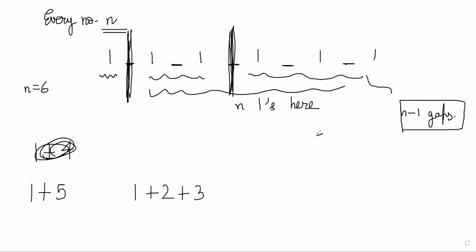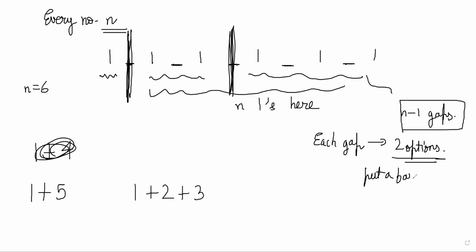So think about it. Each gap, how many options do you get? You have 2 options for each gap. What are the options? You either put a bar, or don't put a bar, right? So how many total choices do you have to put partitions here? For each gap, there are 2 choices and there are n minus 1 gaps.